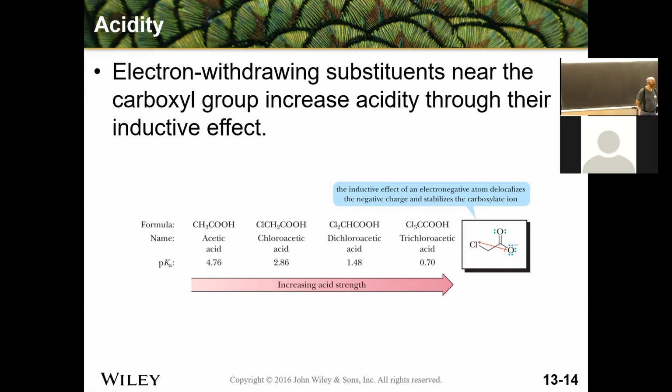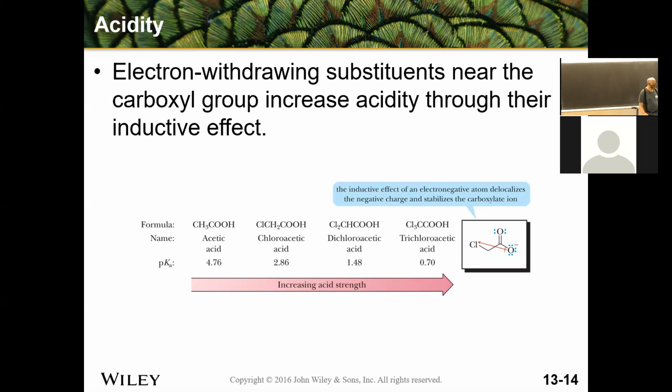If we have electron withdrawing groups nearby, such as halogens, these will increase the acidity through the inductive effect. So here we have acetic acid, and if we replace one of the alpha hydrogens with a chlorine to form chloroacetic acid, that's almost a 100-fold increase in acidity, 2 pKa units.